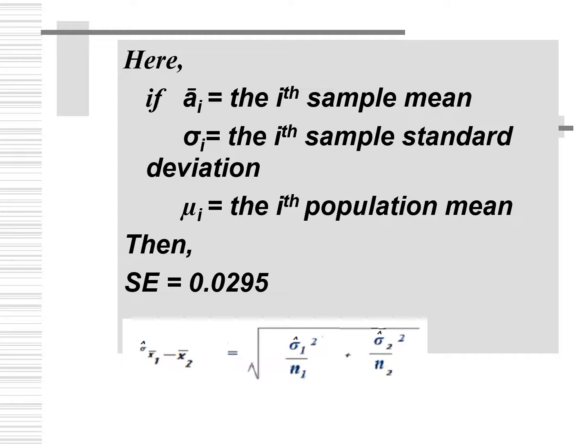The first step is we compute the standard error. Sigma of x1 bar minus x2 bar will be the root of sigma 1 square by n1 plus sigma 2 square by n2, and in case the population standard deviation is unknown, we take the sample standard deviation as an estimate of the population standard deviation. In this case, the standard error is computed as 0.0295.